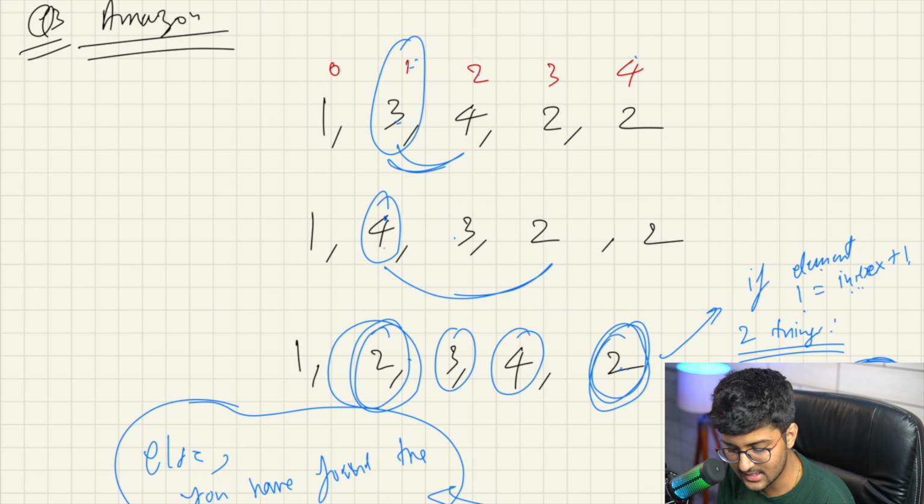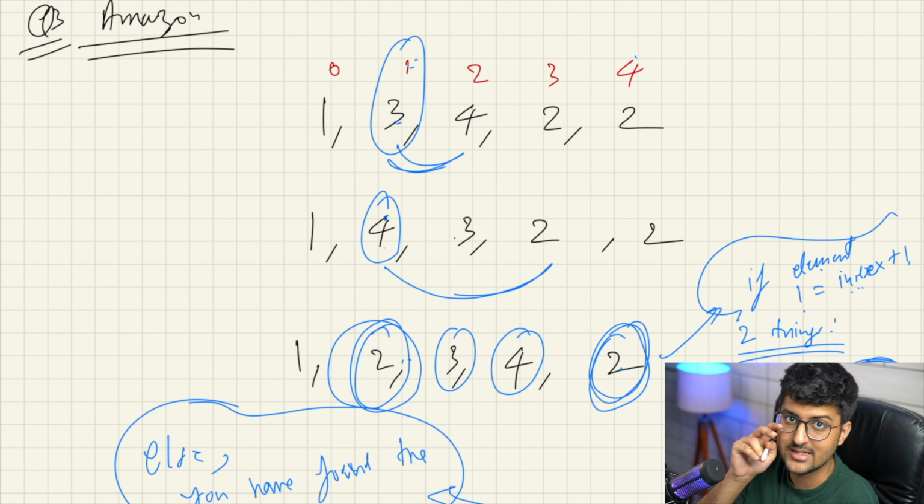Okay, I hope you're able to understand this. I ran it with both the examples. So this is common, very simple stuff. This is very common sense. If the element is not equal to the index plus 1, we discussed the two cases already, that it means that the element is at the wrong index.